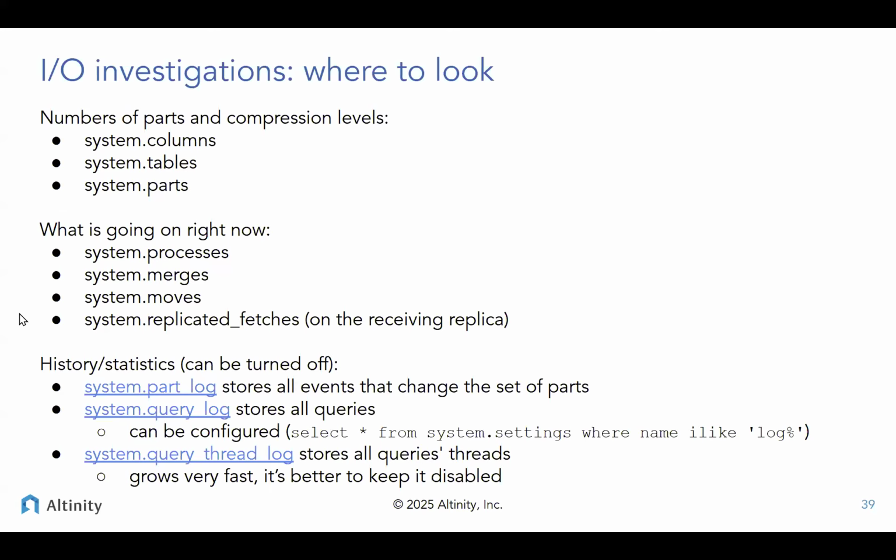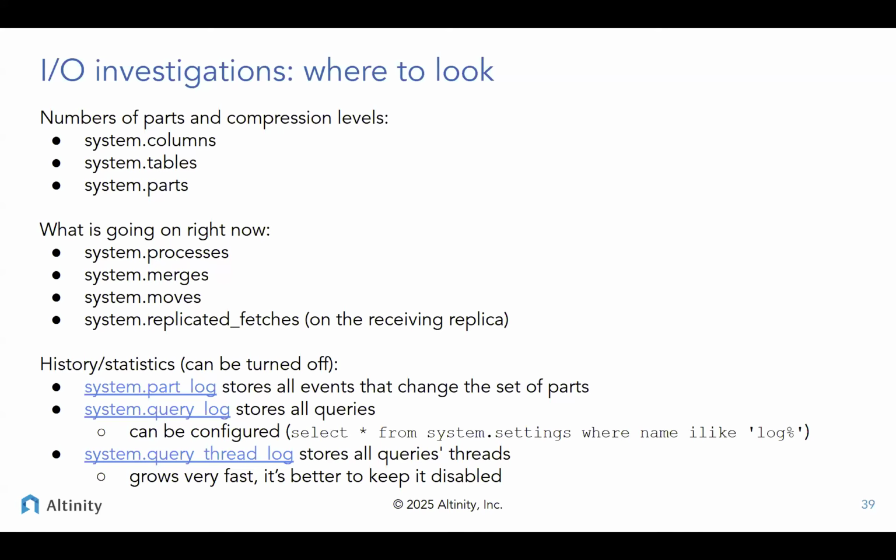But there's a lot more. For example, let's say you're trying to figure out why I/O is not working for you, why things are going slowly. There's a raft of system tables that you can look at. First of all, if you think you've got I/O problems, or even before, the first thing you do is go look at the tables and check things like, do they have too many parts? If you have a table with 100,000 parts, that's going to be a problem almost no matter what.